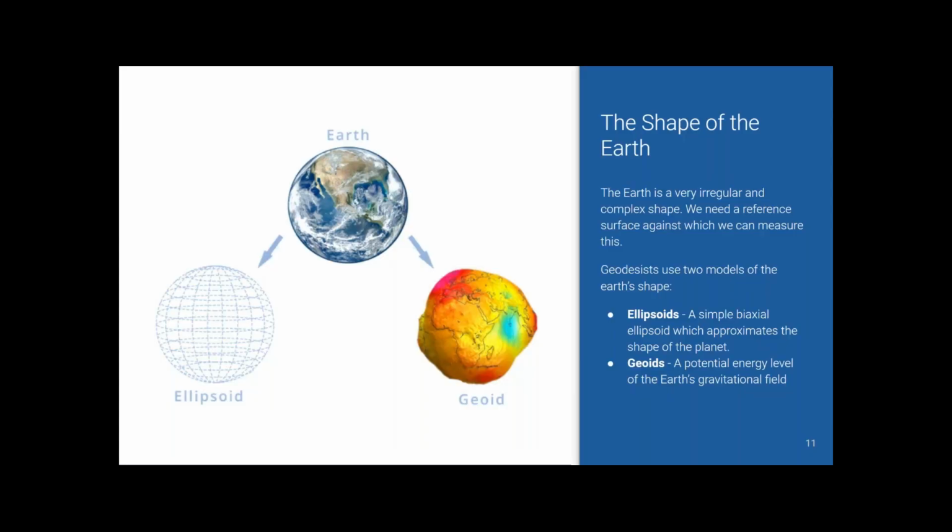Okay, so now we need to talk about some specific terms. There are two different ways to represent the Earth that are in use, and we need to understand the difference between the two of them. The first one is the ellipsoid, and an ellipsoid is a mathematical model which approximates the shape of the planet. The Earth is a biaxial ellipsoid, and it can be largely approximated with just a simple mathematical formula.